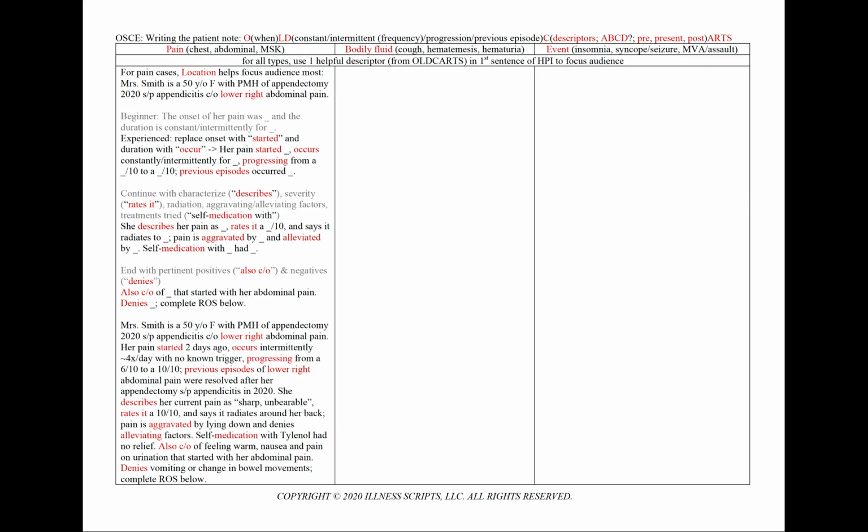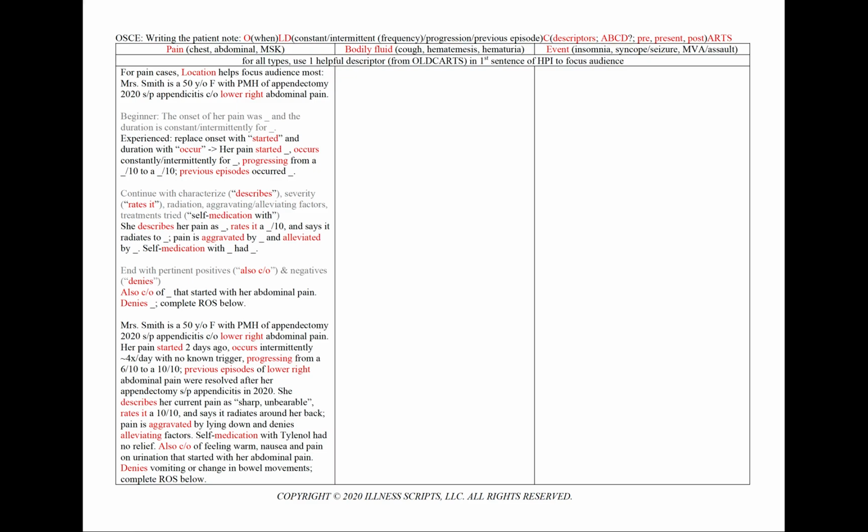So again, if you're just starting out, you may see people write "the pertinent positives are, the pertinent negatives are." But a little more comfortable, a little more experienced way is just writing "also complaining of," etc., that started with her abdominal pain, and "she's denying," any pertinent negatives. So in total, we could see a nice HPI could look like this.